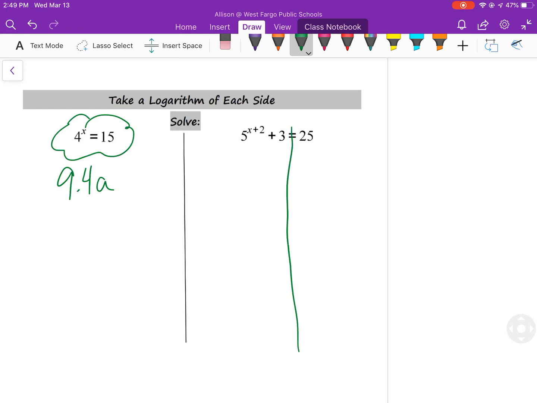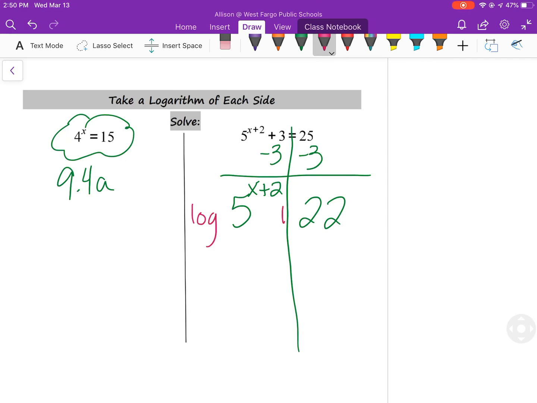So the x is with the 5, so the first thing I need to do is get rid of the 3. So I'm going to take minus 3 from both sides, and I'm going to get 25 minus 3 is 22. Now I can take the log of each side because that will undo the exponent. So I'm going to take the log of both sides. Then this exponent comes out front. So I'm going to get x plus 2 times the log of 5 will equal the log of 22.